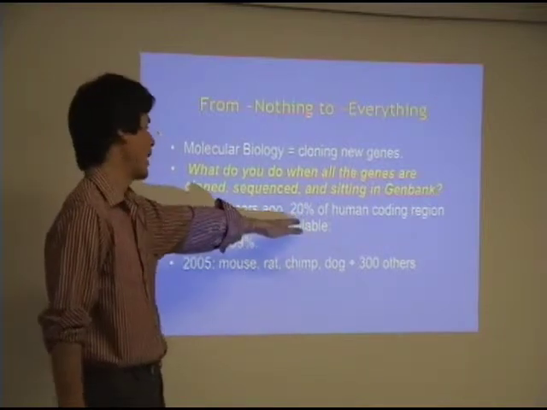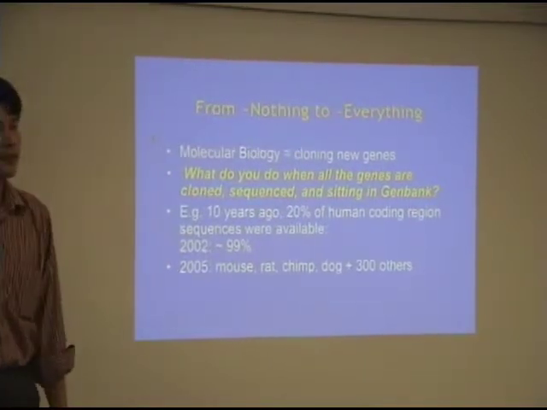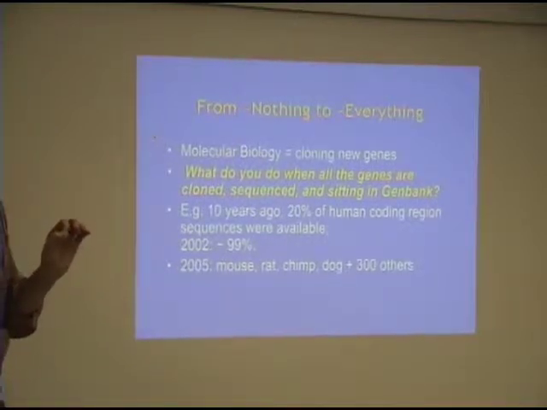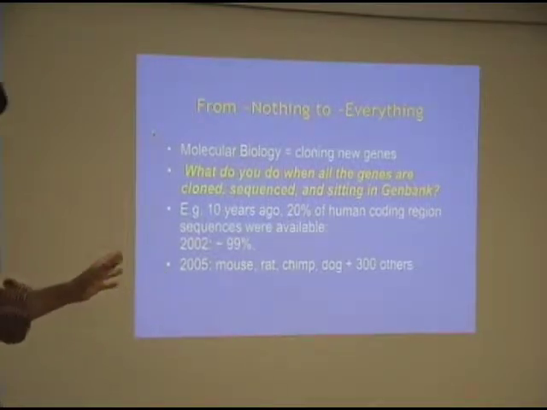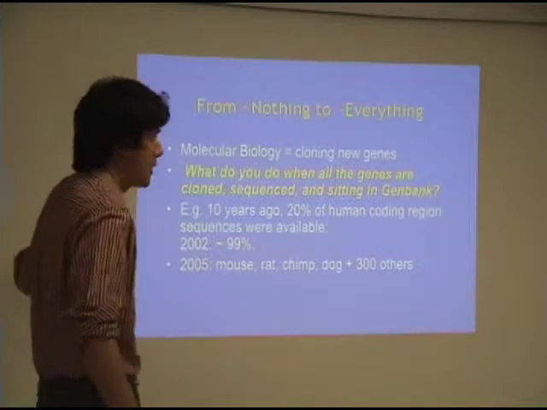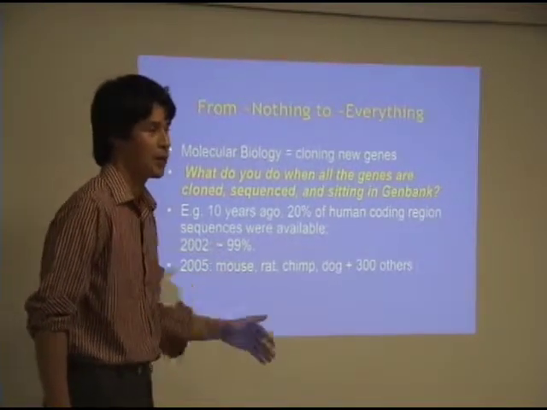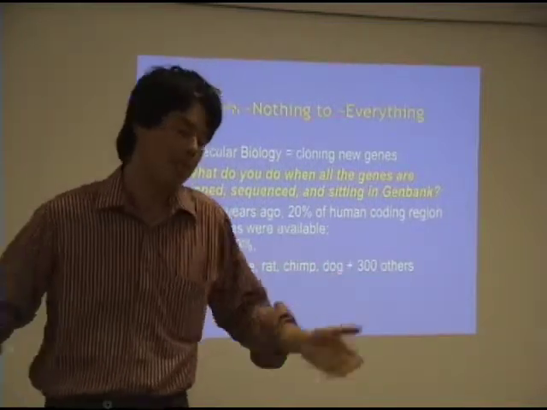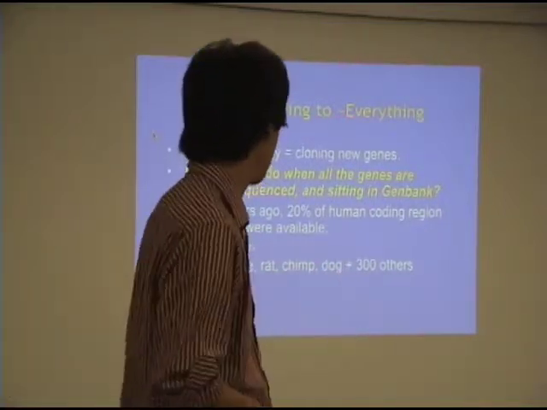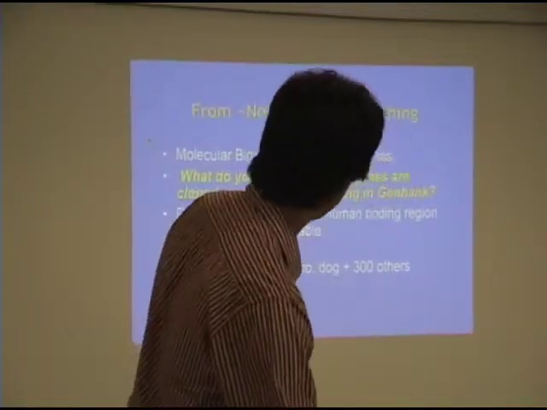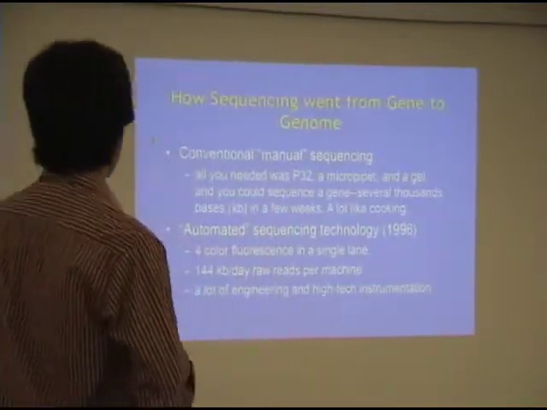Say 10 years ago, we had about 20% of the genes studied enough such that someone had given them a name, which doesn't really mean that much, but at least somebody knew they existed. And now we basically have everything. So you go from 20%, which is sort of like nothing, to essentially 100%, and now we have hundreds and hundreds of complete genome sequences.